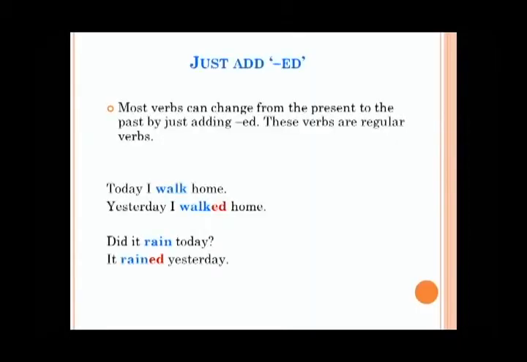The first one, just add ed. Now, most verbs can change from the present to the past by just adding ed. These verbs are regular verbs. For example, the sentence, today I walk home. Walk is the verb. Yesterday I walked home. Now, we simply add ed to the word walk, which is a regular verb, to get the past tense verb walked.